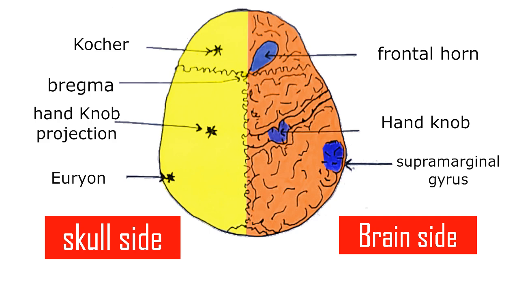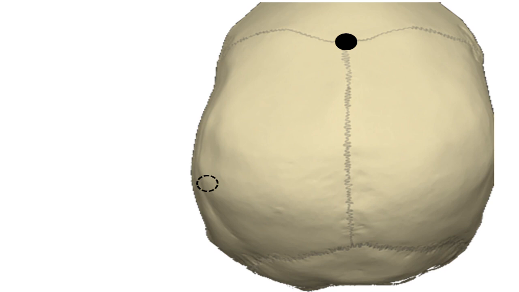Today we are going to take a look at the superior surface of the skull. We will see the included craniometric points and the cortical regions related to them. So let's start without any further delay. This is the superior surface and these are its important landmarks.